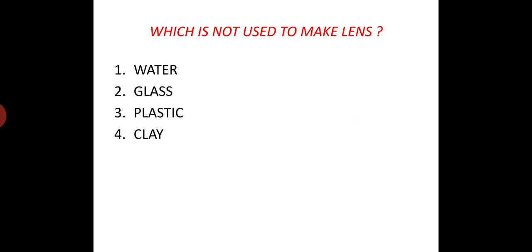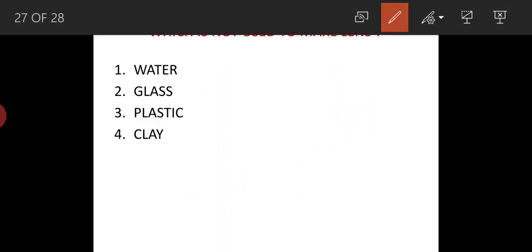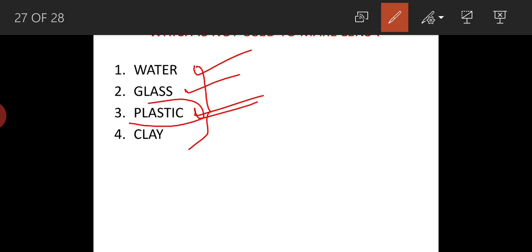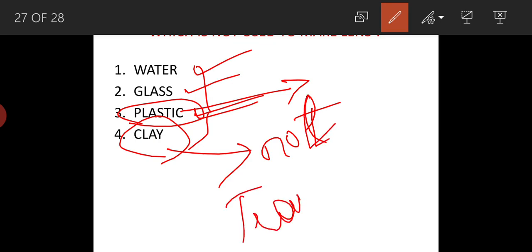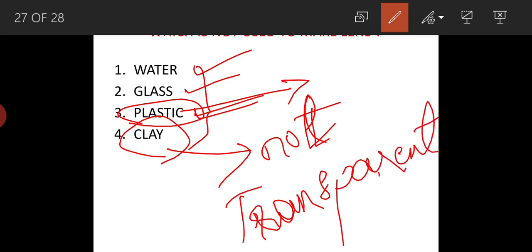Next, which is not used to make lens? Water, glass, plastic, clay. So in all the four, water is transparent, glass is transparent, plastic also transparent. We can also have transparent plastic materials, whereas clay is not transparent. That is why we cannot make lens with clay, because lens should always be made with transparent material in order to form images. So we cannot use clay to make lens.